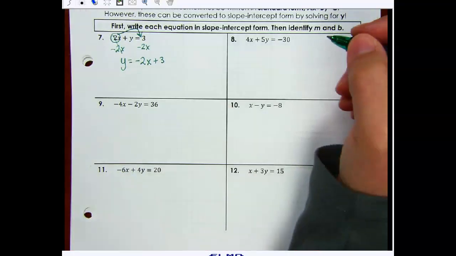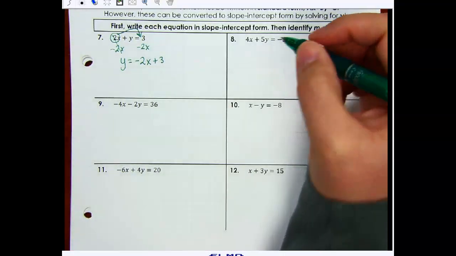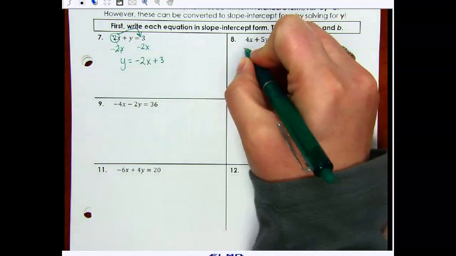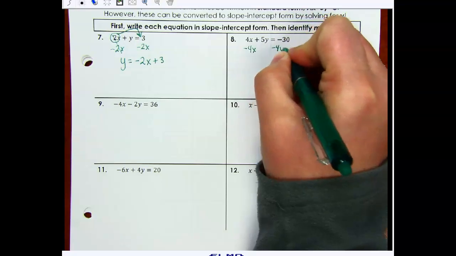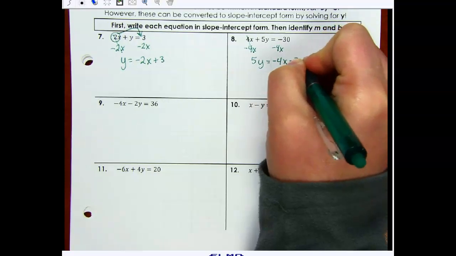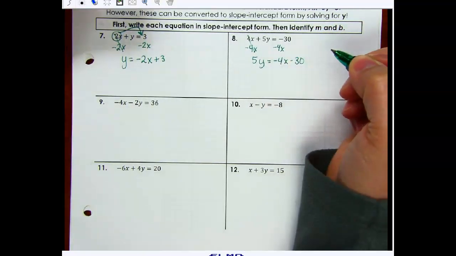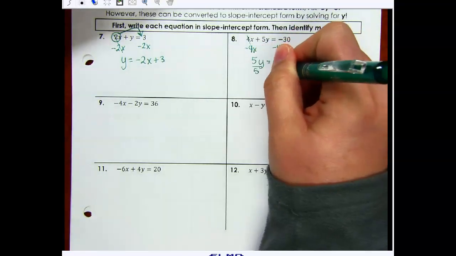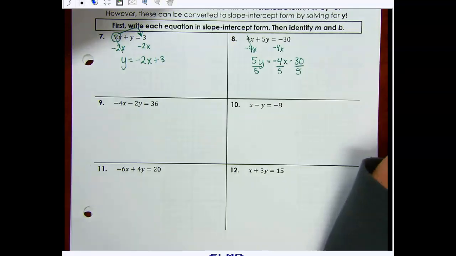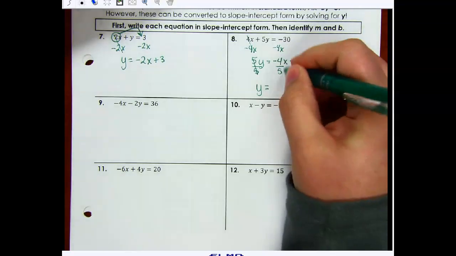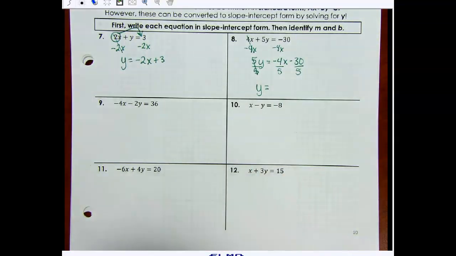Okay, if we do number 8, it's going to have a little bit more work to do. This y was already by itself. This y is not. So same method, we're going to subtract the 4x, move it to the other side, and get -4x minus 30. But this one has more to do. Y is not by itself yet. So we're going to divide everything by 5. Okay? Now, if you put this into your calculator, let me show you what you get. It's not going to be pretty.